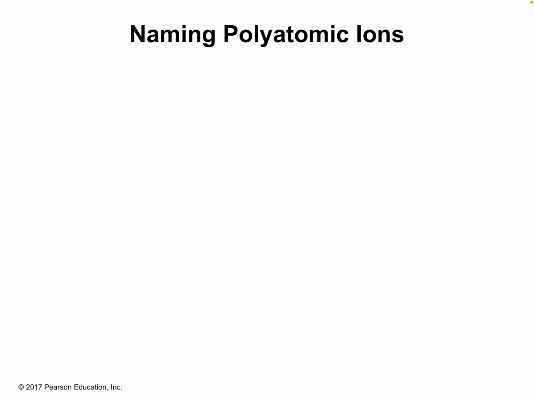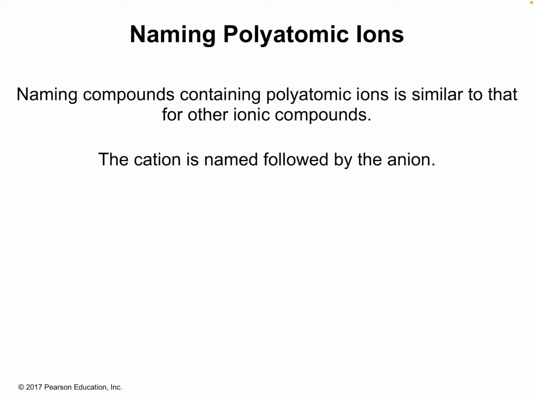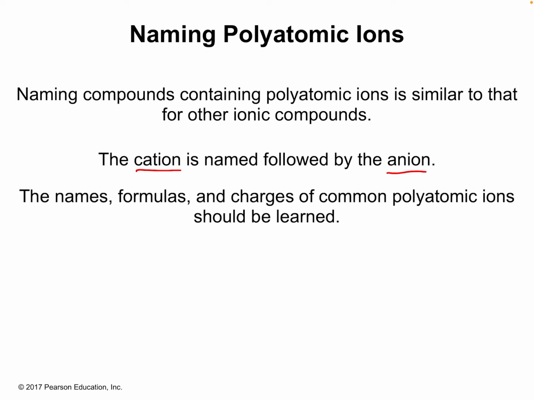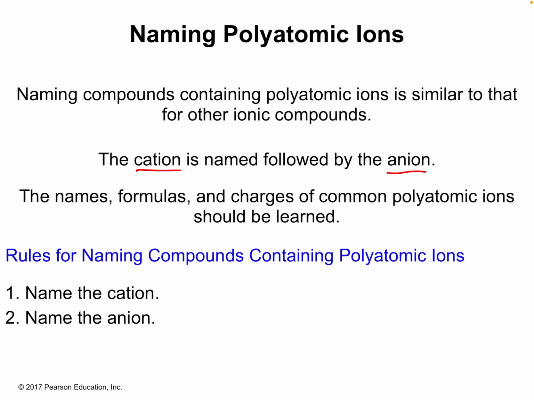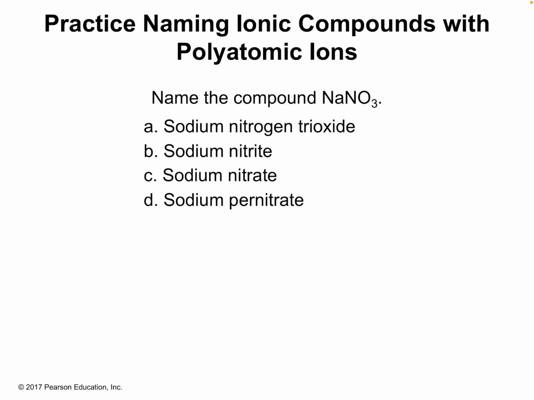Okay, so how do we write the formulas, or how do we name compounds that have polyatomics in them? Well, it's actually pretty straightforward. We're just going to need to know our polyatomics. The name of our cation will be followed by the name of our anion, just like other times in ionic bonding. The names and formulas for all of those polyatomic ions should be learned. You should know them, okay? And we're just going to name the cation, name the anion. Nothing special. So let's try this.